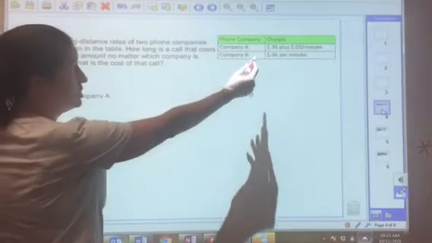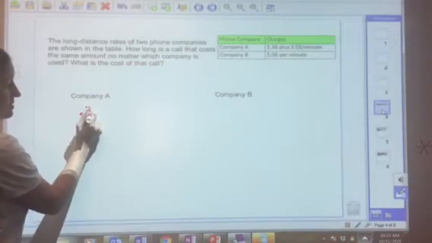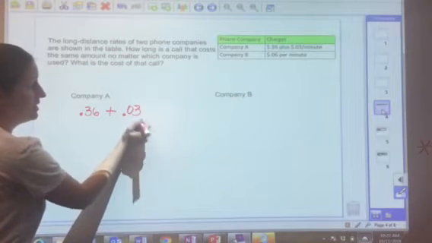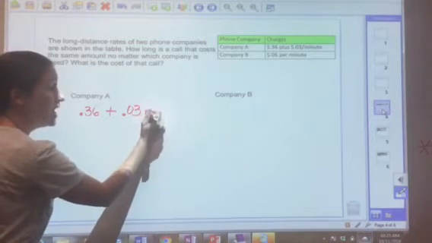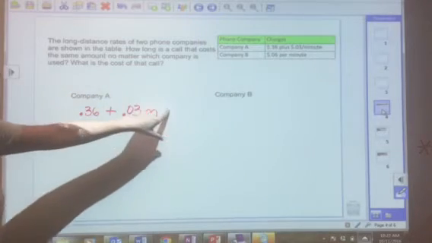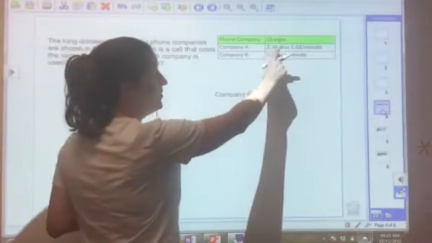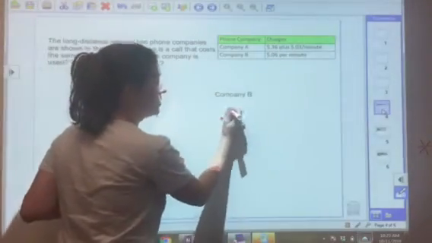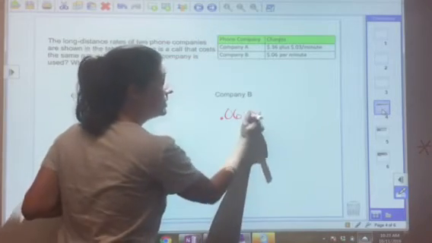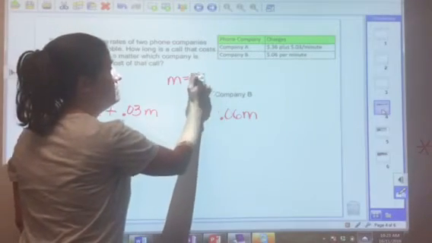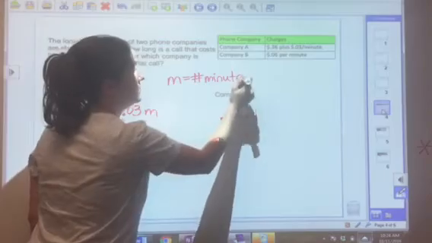Well, Company A charges 36 cents plus 3 cents per minute. Per means multiply 3 cents times the number of minutes you use. So that's the expression that would represent the cost of a phone call with Company A. Company B doesn't have that initial fee. It just charges 6 cents per minute. So I'm just going to do 6 cents times the number of minutes. So M represents the number of minutes the phone call is.